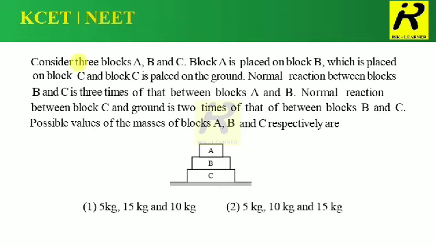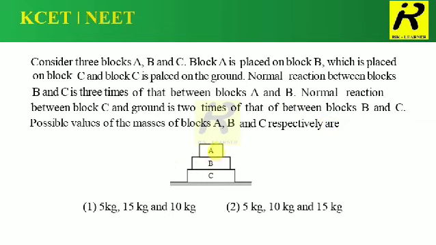The question is, consider three blocks A, B and C. Block A is placed on block B, which is placed on block C, and block C is placed on the ground. Normal reaction between blocks B and C is 3 times that between blocks A and B. Normal reaction between block C and ground is 2 times that between blocks B and C. Possible values of the masses of blocks A, B, and C respectively are.